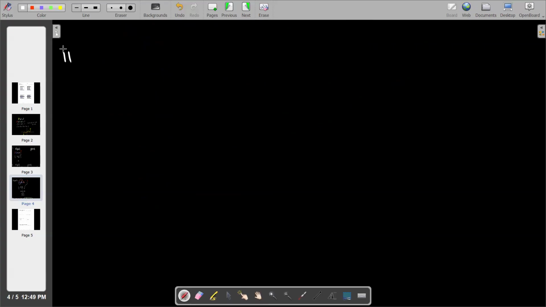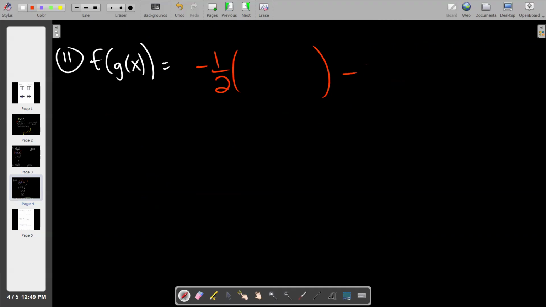Number 11. Did you do f of g first, Anna? Okay, so f of g of x would be -1/2 of blank minus 1. And then into the blank, I'm going to put the other fraction, which is -6 plus x over 2. I don't see good things coming, but this isn't one where I'm comfortable throwing in the towel. I might be surprised by this.